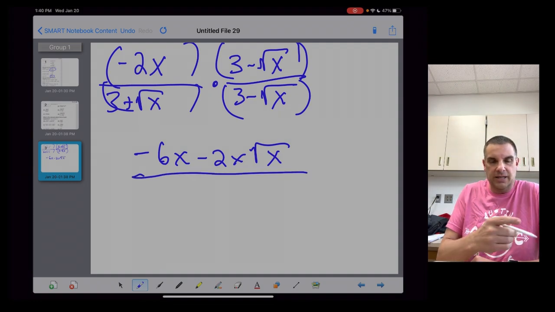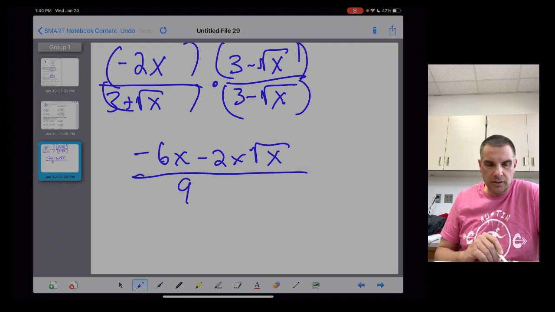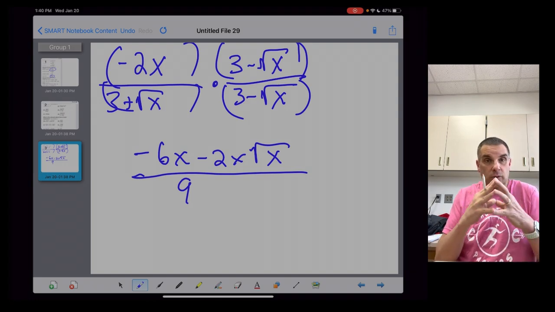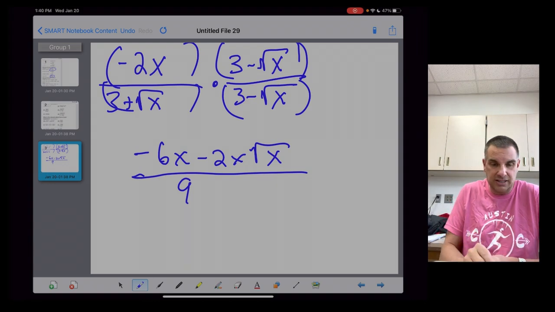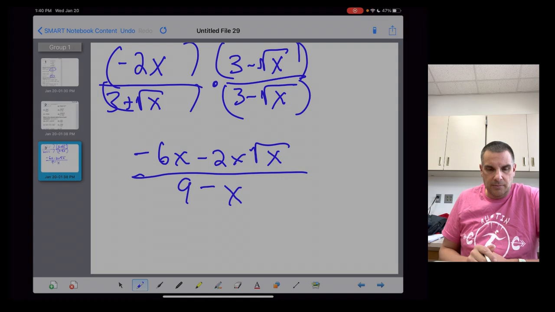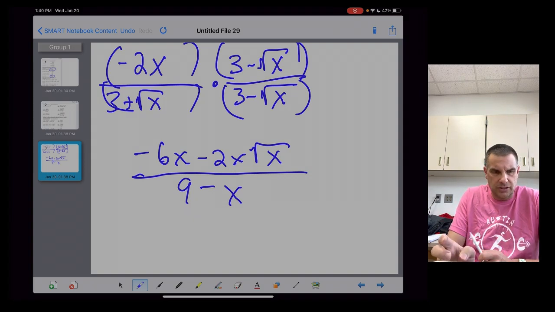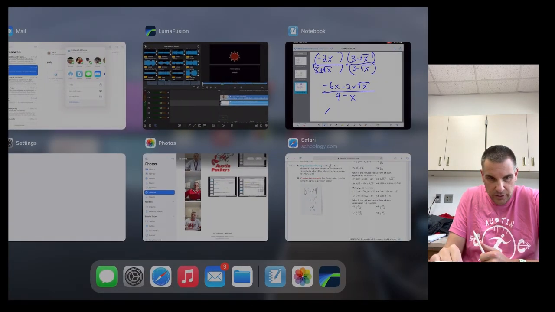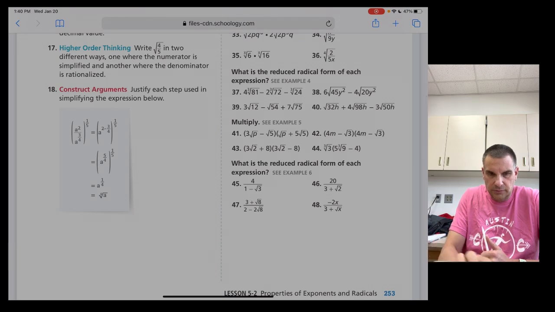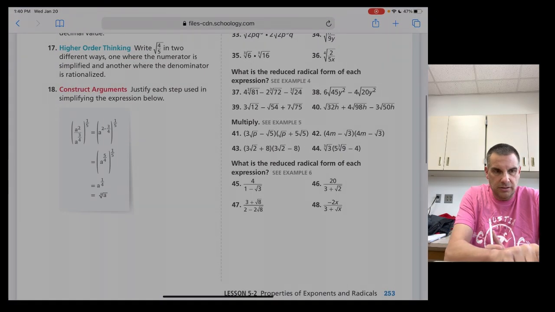On the bottom, 3 times 3 is 9. The square root of x, remember the middle terms go away, that's what we want. Square root of x times the square root of x is the square root of x squared, which is just x. So we've got 9 minus x. I think that's all you can do with question number 48. I don't think there's anything else that you can do with it.